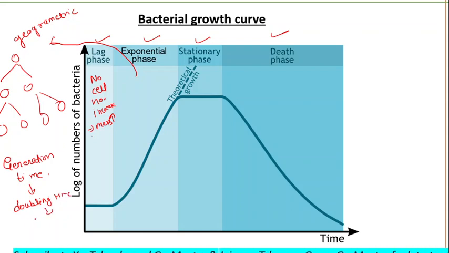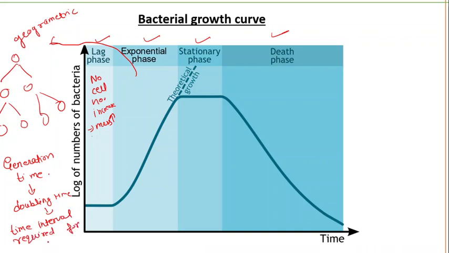Time interval required for the cell to divide. You can write: time interval required for the cell to divide. Right, you understand it? Fine.